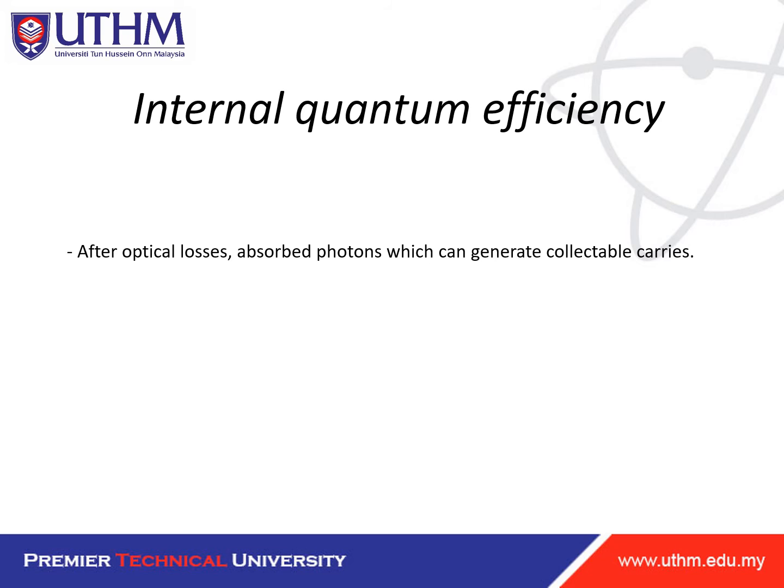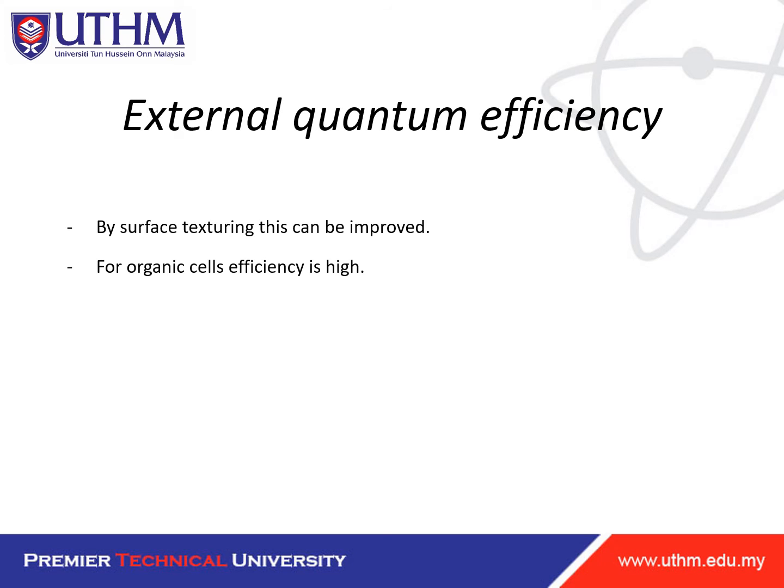Quantum efficiency has two types, internal and external. So we go to internal quantum efficiency first, which is after optical loss, the absorbed photons which can generate collectible carriers. Then external quantum efficiency. What does external quantum efficiency mean? By surface texturing, this can be improved, and for organic cells, the efficiency is high.